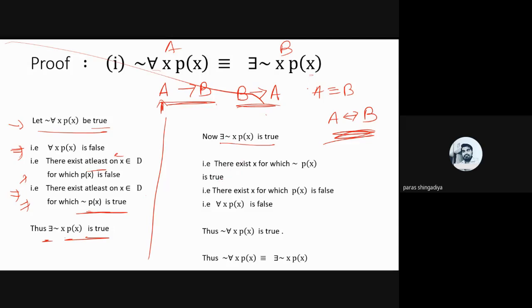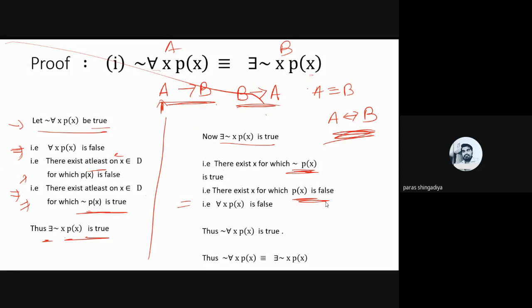There is a symbol mentioned here, and how can we write it in sentence form? There exists x for which negation px is true. And what does it mean? There exists x for which px is false. Here negation px is true, what does it mean? Px will be false. There exists x for which px is false. What does it mean? Okay, every x px will be false.